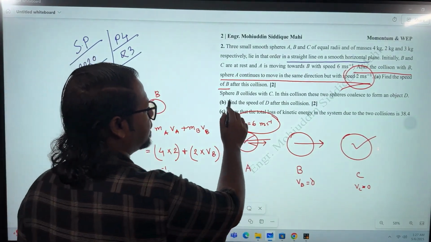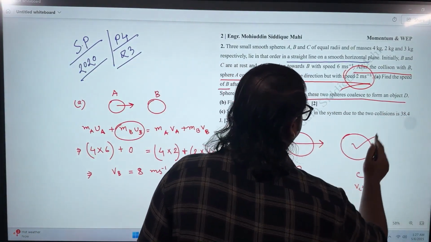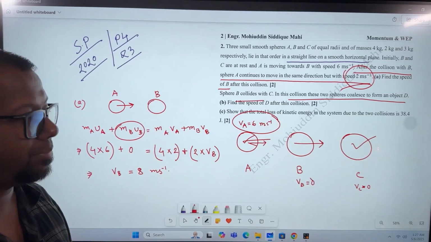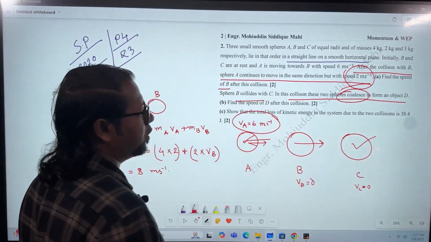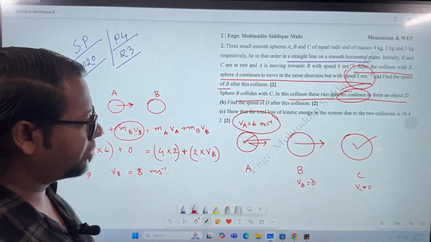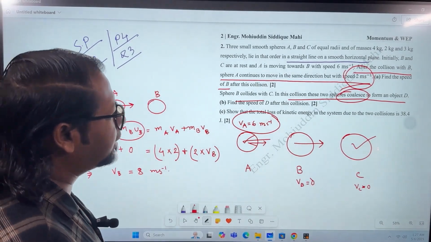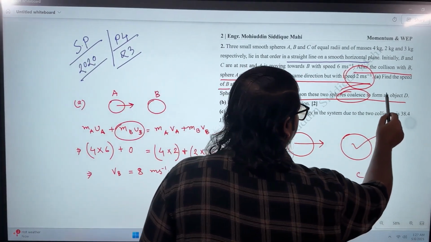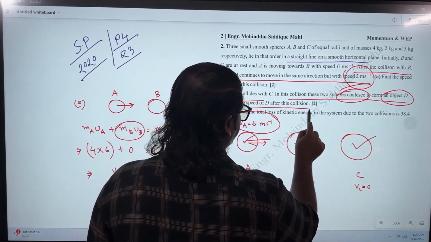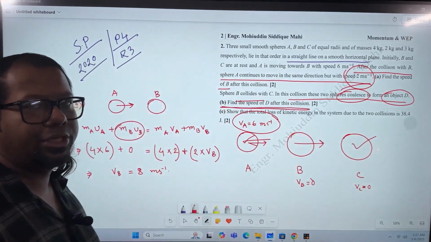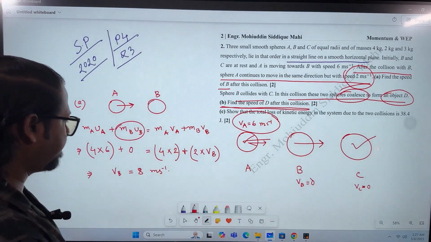Sphere B collides with C. In this collision, these two spheres coalesce to form an object D. Coalesce means they will combine, and there will be a single object after the collision, and that particular object is termed as D. Now the question is, what will be the speed of that combined object D?